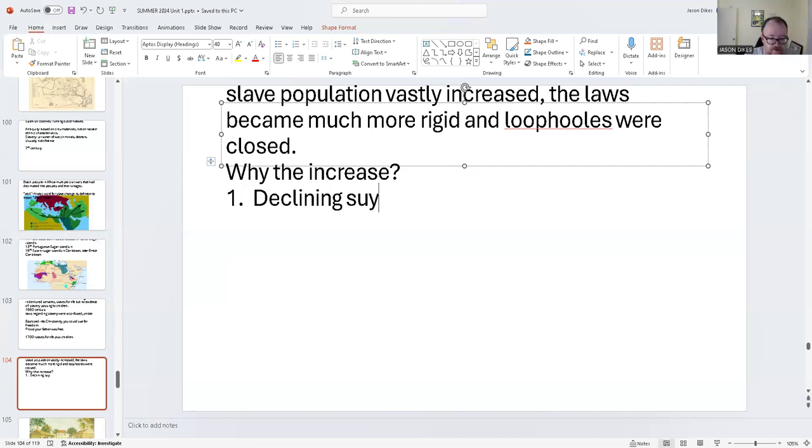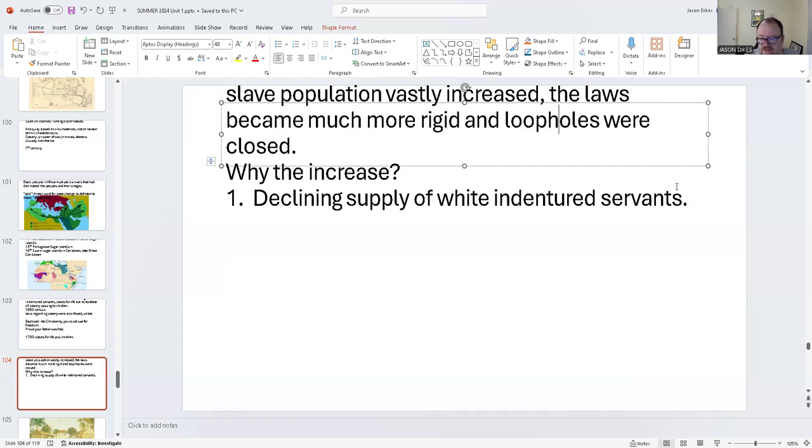Start here. Declining supply of white indentured servants. After 1670, and this had been going on probably since the 1670s, we see a lot of paperwork, letters, and whatnot talking about the lack of servants. There aren't enough indentured servants for the colonies.